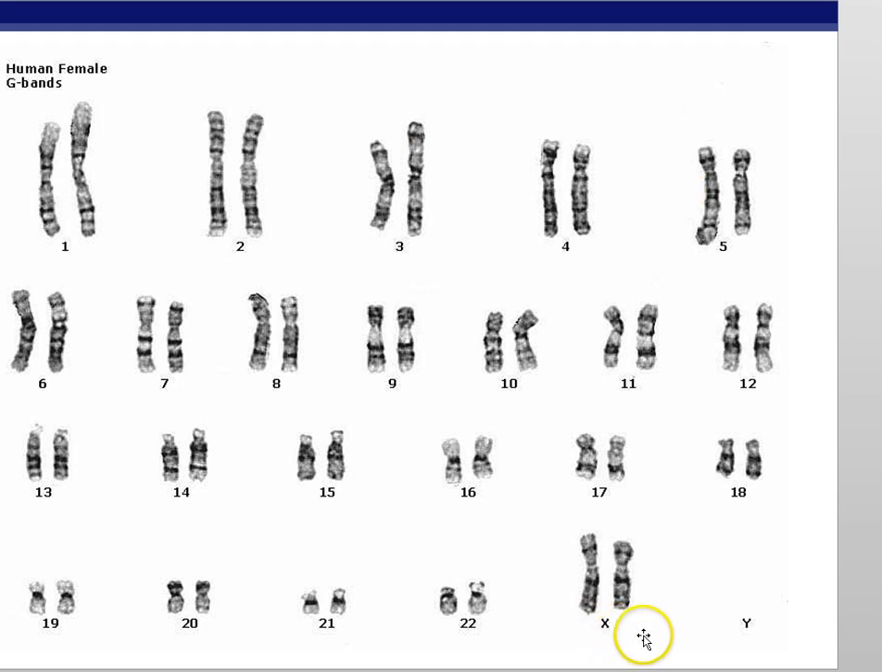The last pair are called the sex chromosomes. In this case, for the last pair, we can see that mom gave an X and dad gave an X chromosome, and this will create a female, a baby girl.